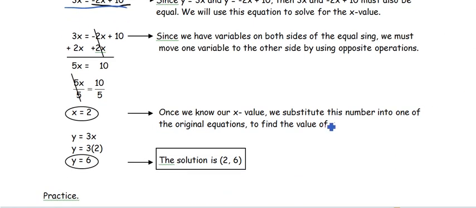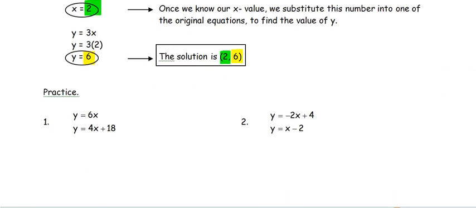Now the simplest way to do it is to plug in that 2. We had this equation, y equals 3x. We're going to plug the 2 in place of the x. So y equals 3 times 2. So here we have the 6. That's our y value. And we have 2, which is our x value. And what that means is that when x equals 2, y equals 6 in both equations. Now, let's go ahead and start putting this into practice.